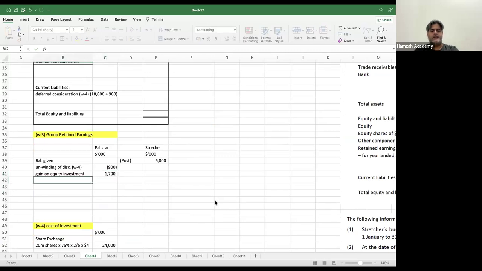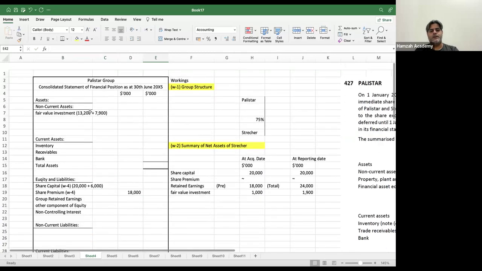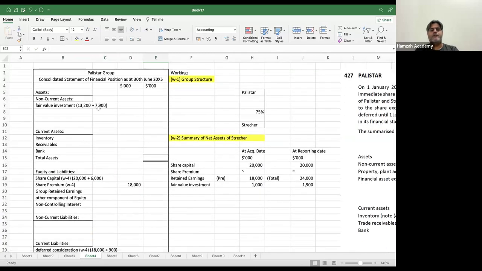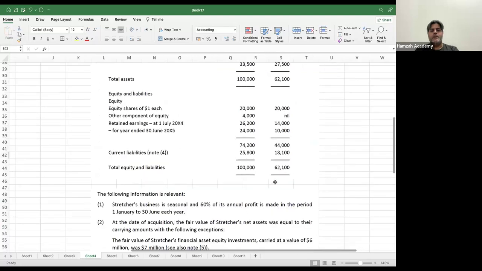That's 1,700 gain over here. And in the post-acquisition period, the gain on the investment is 900. So for Stretcher, I'm going to bring it over here at 900. But for the Pelister, this is going to be 1,700 over here. And I have written the revised values over here. Done? And the ones over here as well.